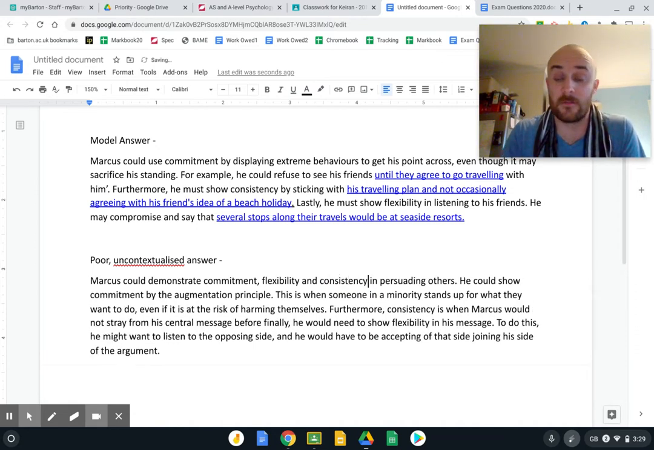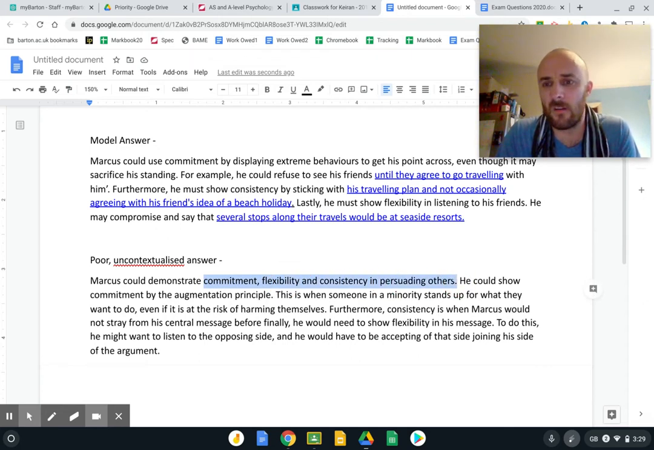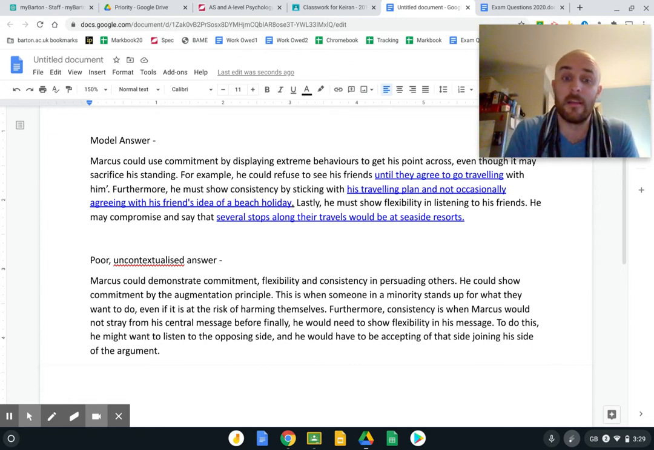I said it was a crappy answer. I didn't mean it to be that crappy. So he could show commitment, flexibility, and so I've not applied yet, right? Again, you might think, well, I'm saying I'm applying it to Marcus, but then what you say afterwards is he could show commitment by the augmentation principle. That's really good. In fact, that's not even mentioned here. So the augmentation principle, for those of you who don't know or can't remember, is the idea that a small group of people within the minority are willing to take great risks. So this is when someone in the minority stands up for what they want to do, even if it is at the risk of harming someone. And that's true. That's great AO1.